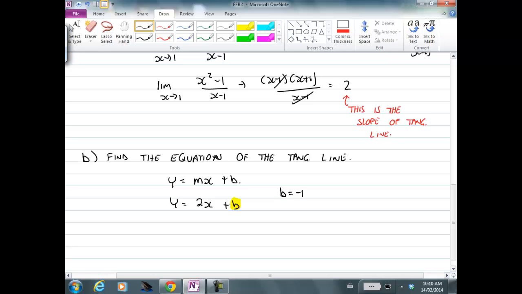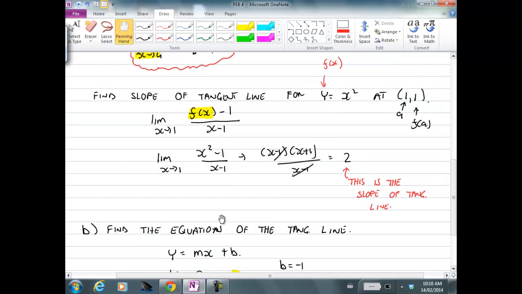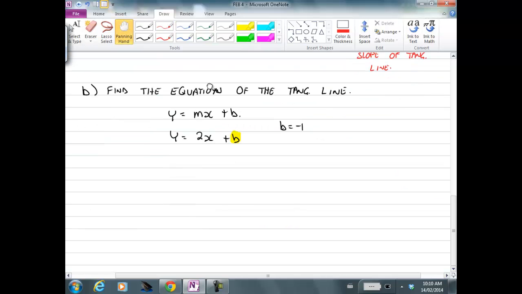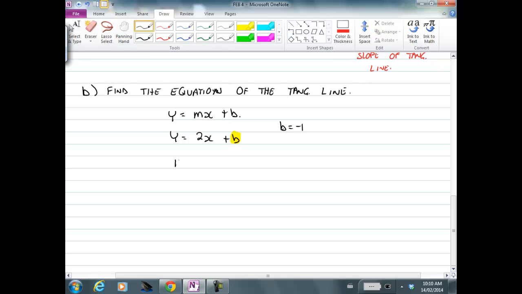Sorry? Well, what did you plug in for x and y? Nope. You plug in this value right here. This is what x is, and this is what y is. So what you're going to do really is, you just plug it in. 1 equals 2 times 1 plus b. Do not leave your answer like this and circle b equals -1.